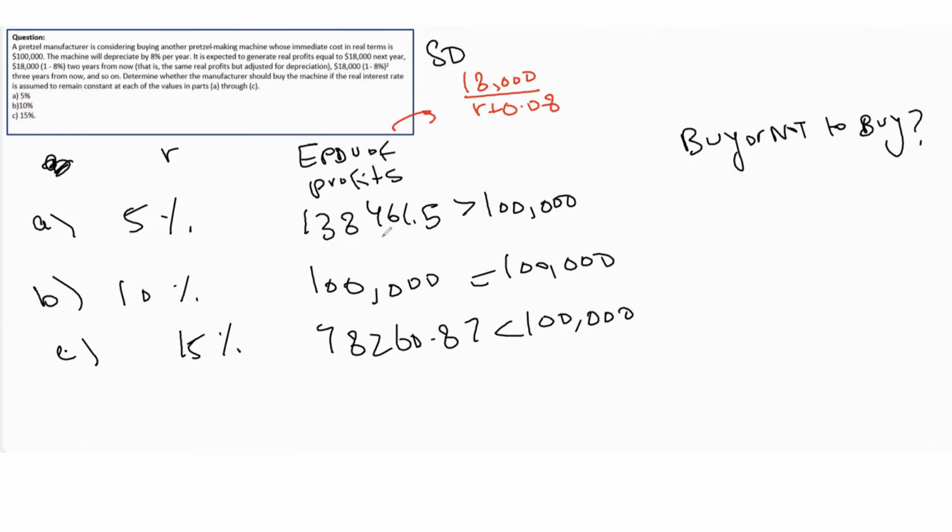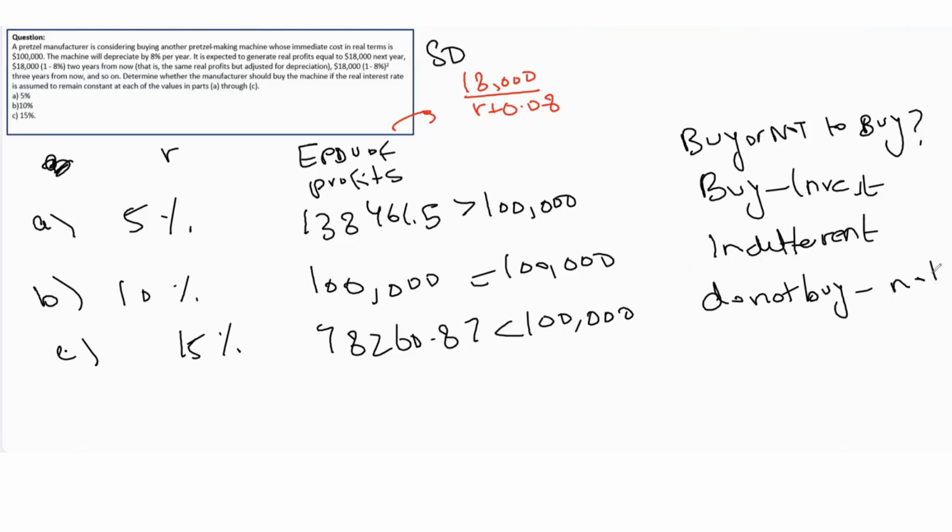Since, like we said, the decision is that you compare the cost with the expected present discounted value of profits it will generate. In the first case, the expected present discounted value of profits turns out to be higher than the cost, so the decision should be to buy or invest. In the second case, the cost is the same as the expected present discounted value, so you're indifferent between buying or not buying. In the third case, the expected present discounted value is less than the cost of 100,000, so the decision should be do not buy, do not invest.